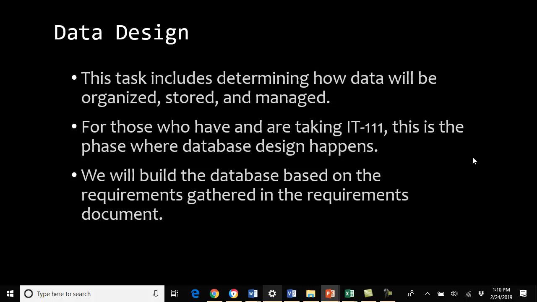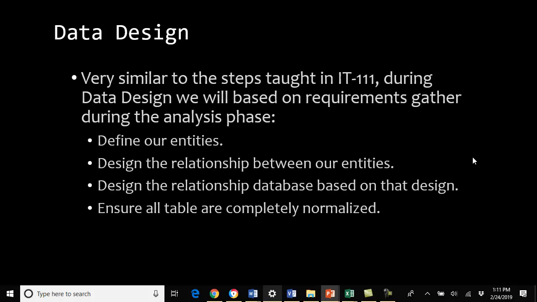So the goal of the data design includes determining how the data will be organized, stored, and managed. We're talking about in a database of some sort. At Cincinnati State, we work with SQL Server, a little bit with MySQL, those types of databases. We're going to build them based upon the requirements that we actually had gathered. Very similar to what we did in IT 111.